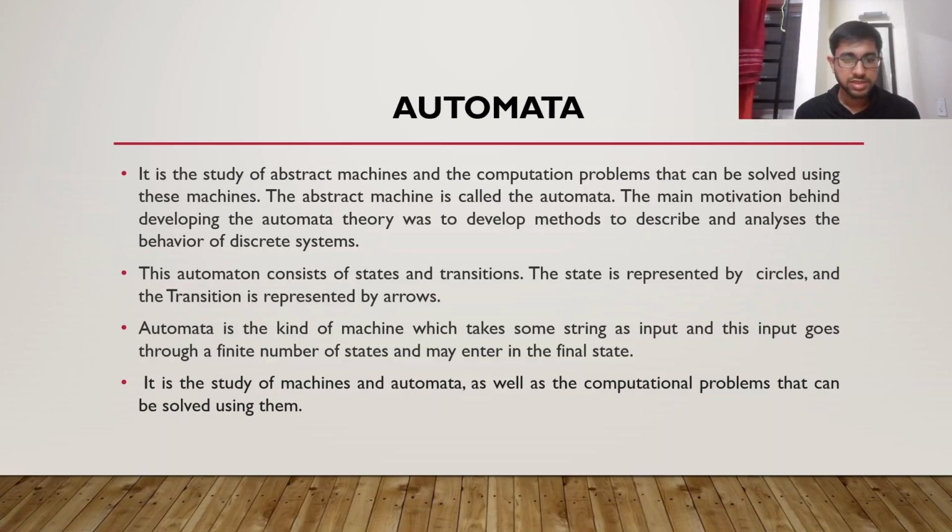The automata consist of two things, states and transitions. The state is represented by circles and the transition is represented by arrows. Automata is the kind of machine which takes some strings as input, and this input goes through a finite number of states and may enter in the final state. It is the study of machines and automata, as well as the computational problems that can be solved using them.